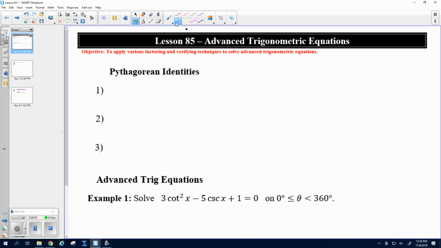In, yeah, in slippers. All right, you guys, Pythagorean identities.